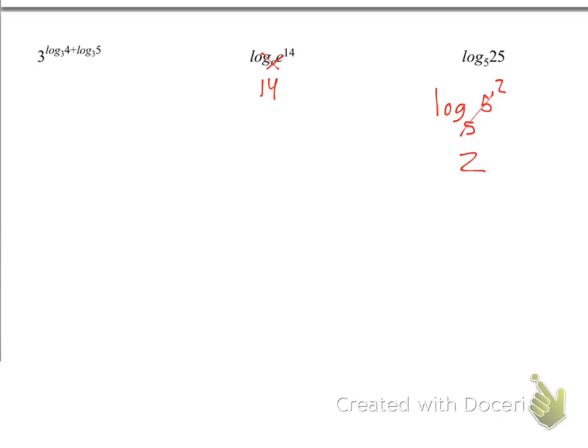Because you're adding logs at the same base, what do you do with your numbers in a single log? Multiply. So would you guys agree that this is 3 to the log base 3 of 4 times 5? Yeah. And now they cancel, leaving you with 20. That's probably the most efficient way to get that problem done.